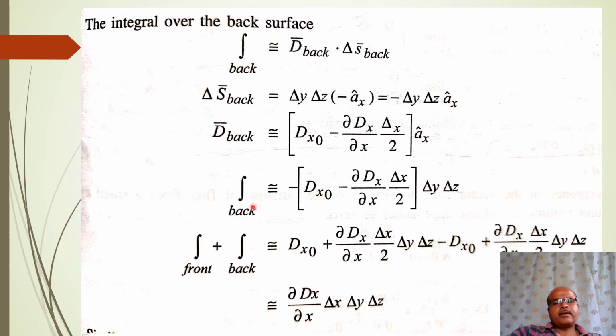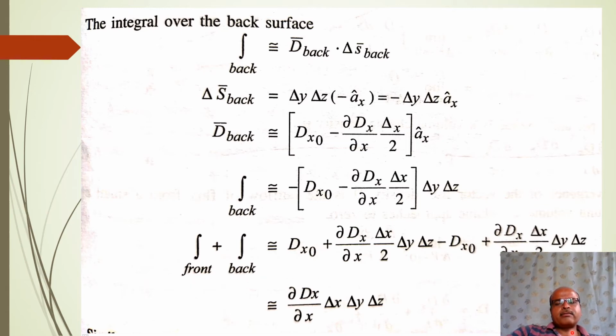Therefore, integral back is equal to, now in integral back fill up the values of d bar back and del s bar back. So d bar back is this and del s bar back is this. So this ax cap dot ax cap becomes 1. As it becomes 1, then the remaining terms we have: this negative sign as it is into dx0 minus dabba dx by dabba x into del x by 2 into del y del z, this value del y del z.